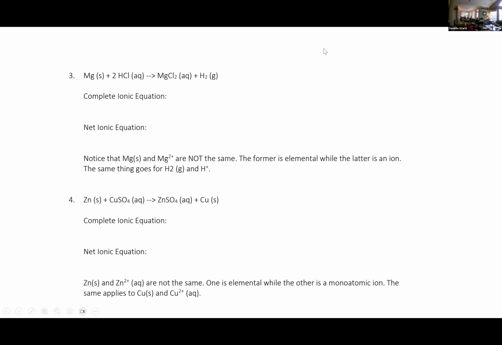This one's smaller. Magnesium and hydrochloric acid give magnesium chloride and hydrogen. This one on the top.